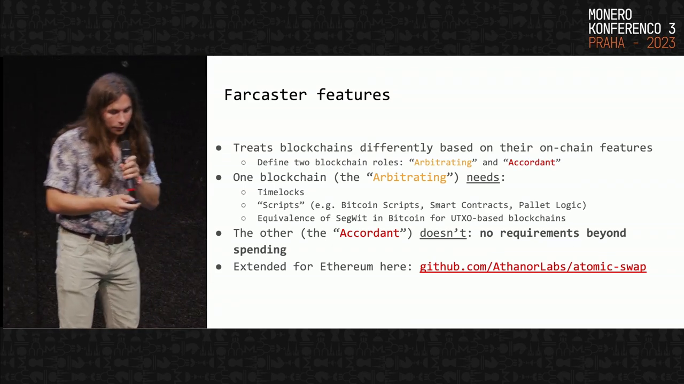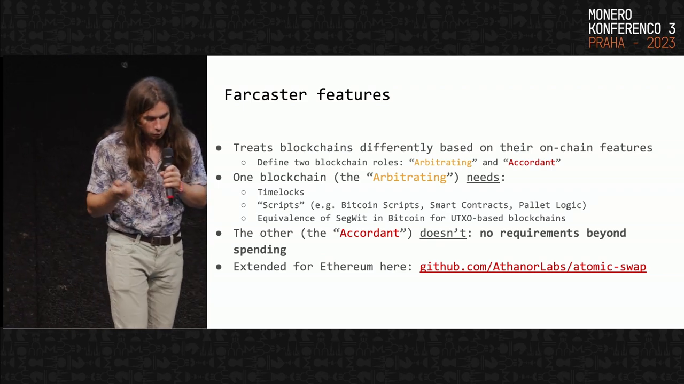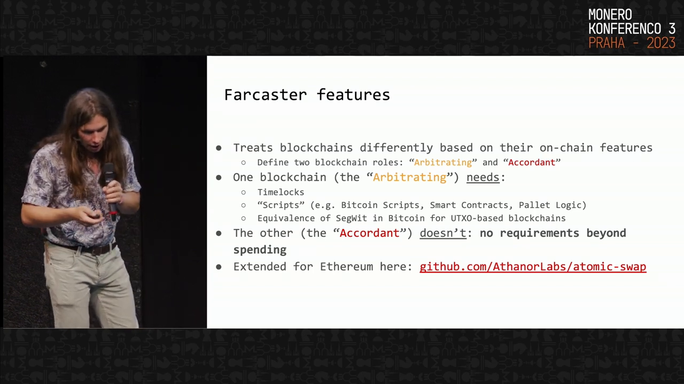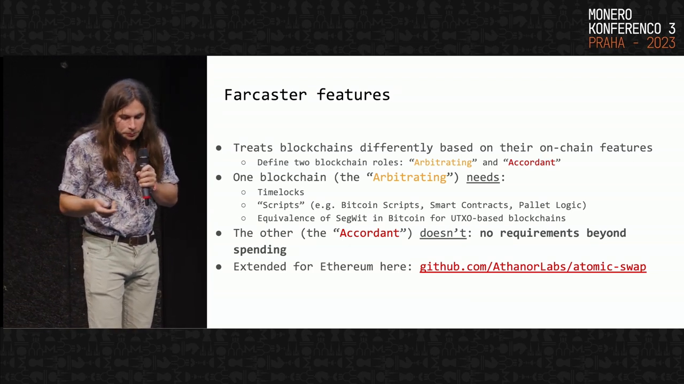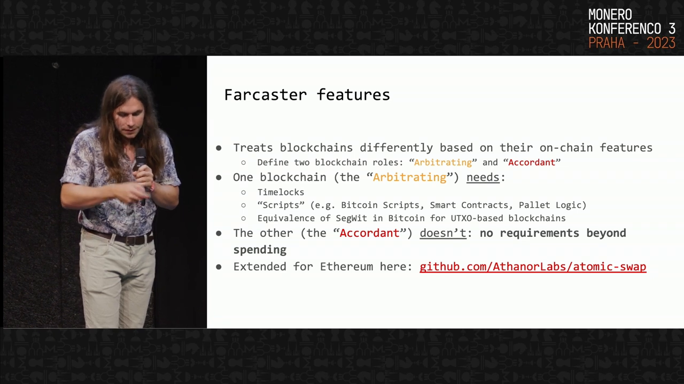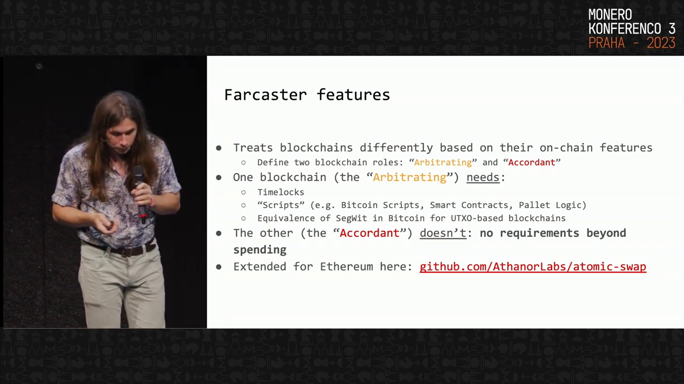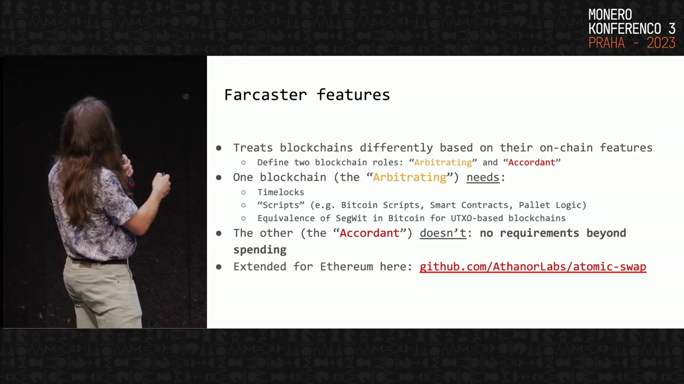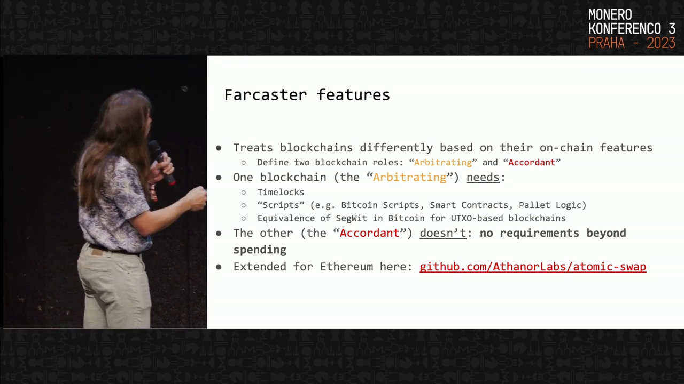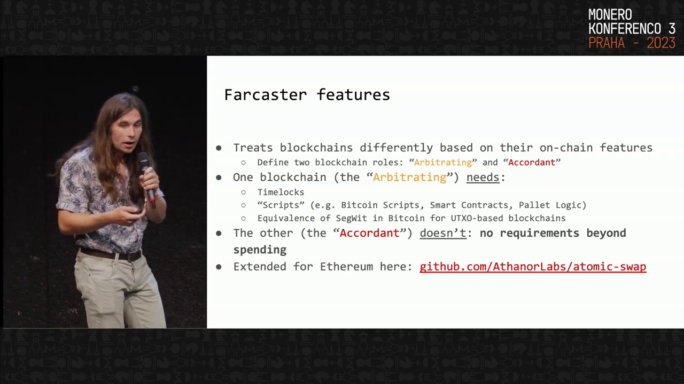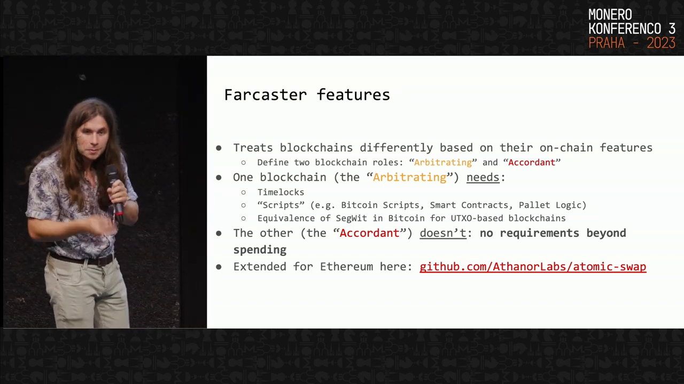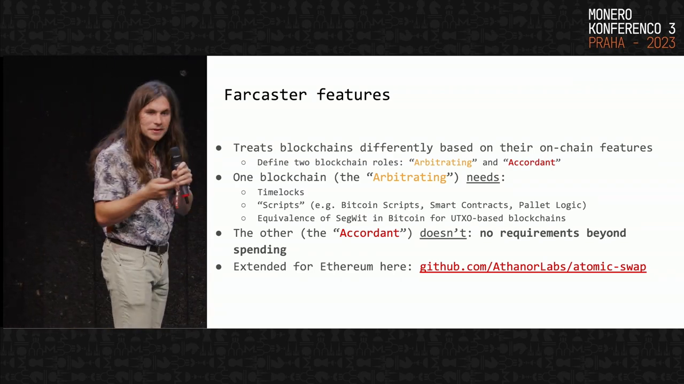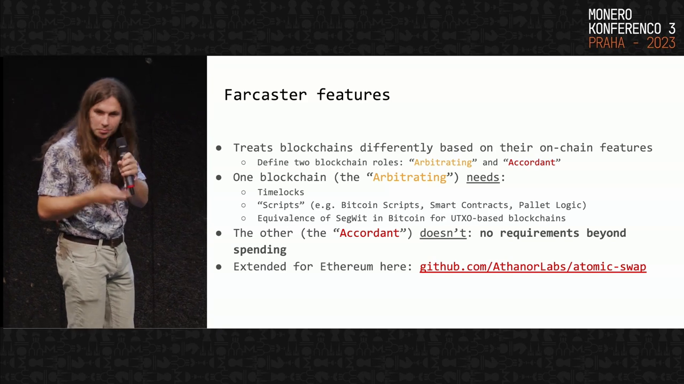On the one blockchain, we need a couple of functionalities. We need time locks, we need scripts, and we need either, in Bitcoin's case, SegWit or something equivalent for the UTXO-based swaps. The other side doesn't need any requirements beyond spending. Now, these requirements are of course very specific to doing something on a UTXO-based chain, but you can also do this in Ethereum with an account-based one, and I recommend you check out Elizabeth's project there for atomic swaps, who we also presented earlier. If you haven't seen her presentation, please check it out. It's cool.